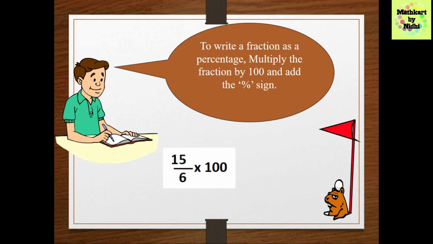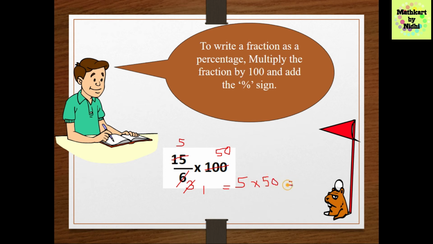When we have 15 upon 6, as written here, multiply the fraction by 100. So I am multiplying the fraction by 100 and I can simply cross-cancel: 2 threes are 6, 2 fifties are 100. Now, 15 is divisible by 15, 3 ones are 3 and 3 fives are 15. In the last we will be left with 5 multiplied by 50.